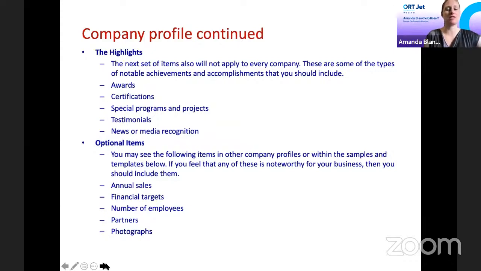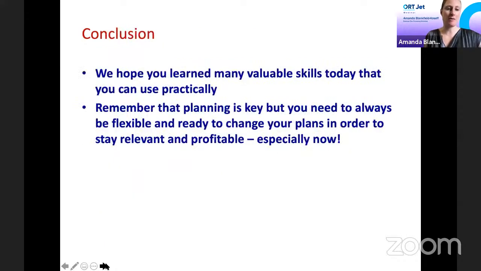The next set of items may not apply to everyone, but if you have any awards that you've won, certifications, special programs and projects, testimonials, news or media recognition, you can put that under highlights. And then optional items, you can add in annual sales, financial targets. Someone said to me, is this just a financial document? As you can see, no, it's not just a financial document, but there was a section on budgeting and finance. And here as well, the financial targets and annual sales. That is very important, but it's not only about that. Number of employees, partners, photographs, that can go in there. And then once you've done that document, you can use that to promote your business.